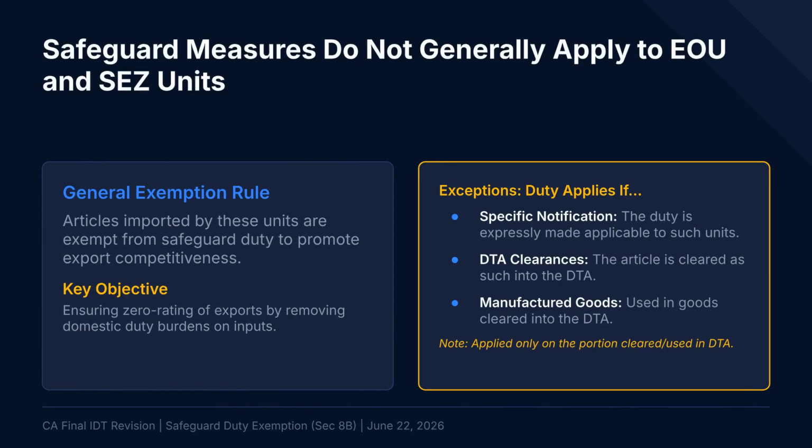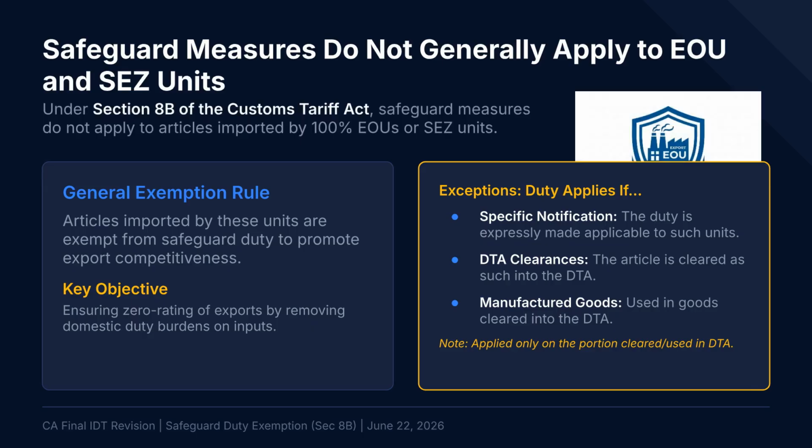As a general rule, safeguard measures do not apply to imports made by 100% export-oriented units and units operating in special economic zones. The objective is to promote exports and maintain competitiveness by keeping imported inputs free from additional duty burdens. However, there are important exceptions. Safeguard duty may apply if a notification specifically extends it to such units, or if the imported goods are cleared into the domestic tariff area. Similarly, if imported goods are used in manufacturing products that are later cleared into the DTA, safeguard duty becomes applicable on the relevant portion cleared into India.